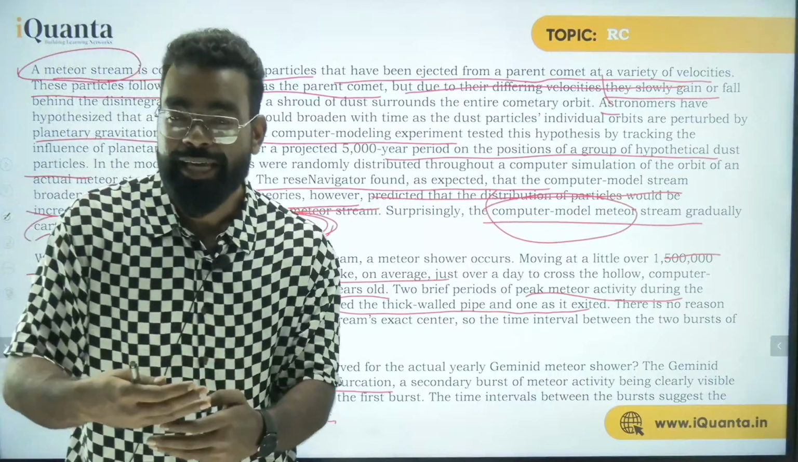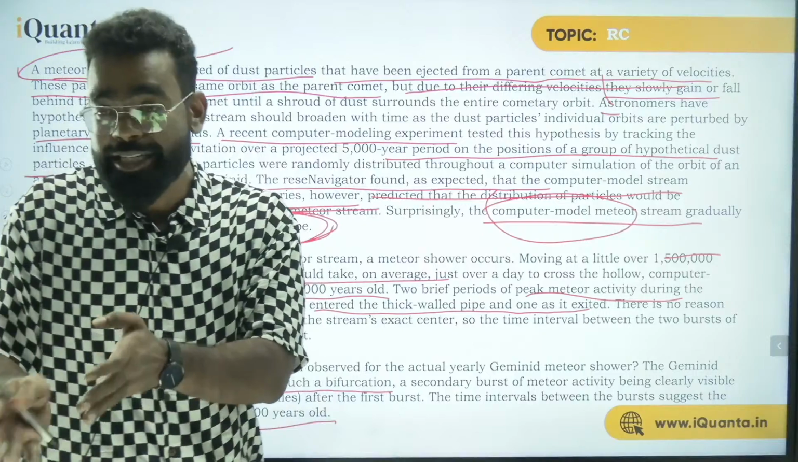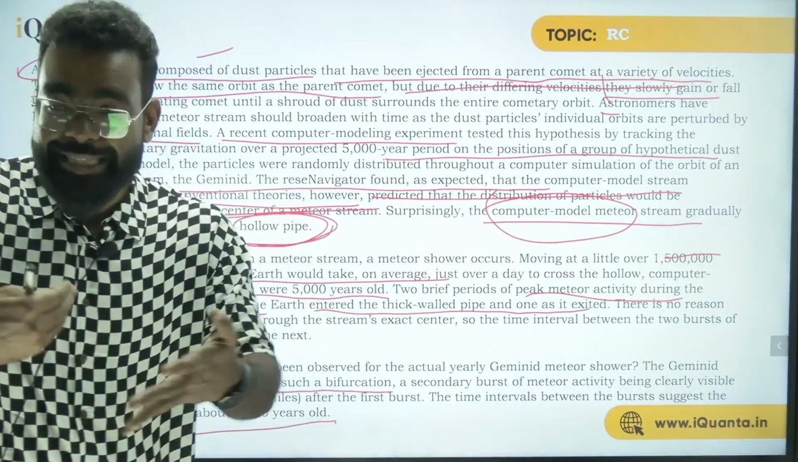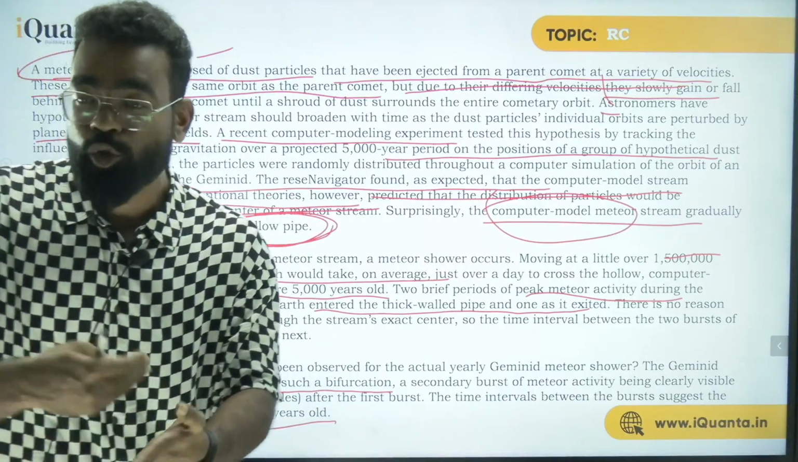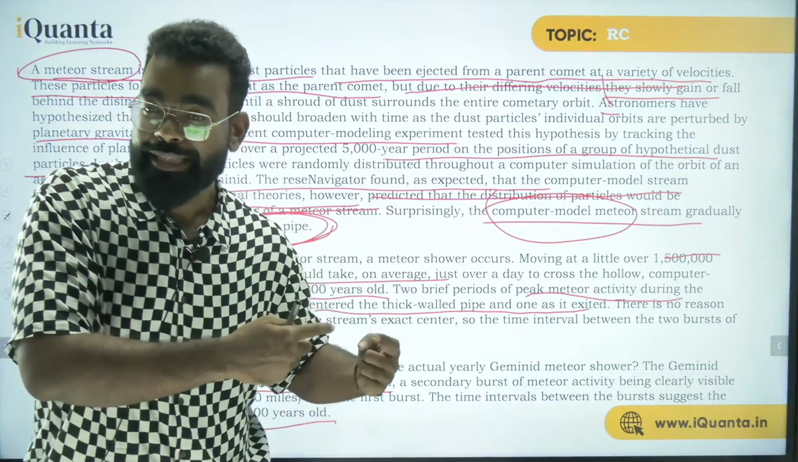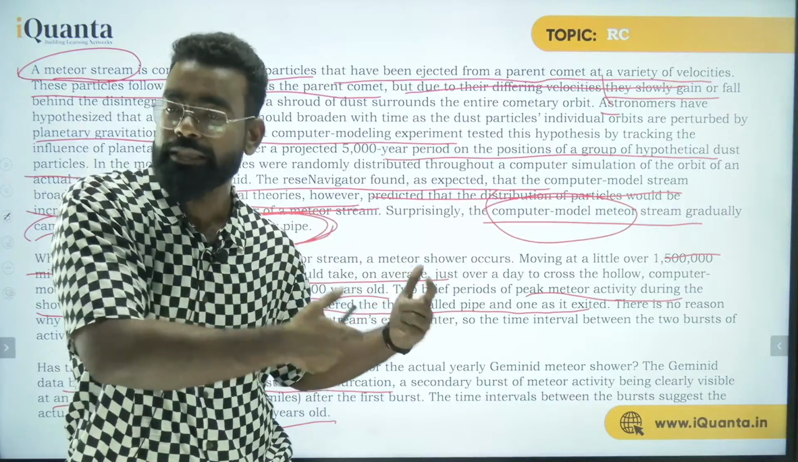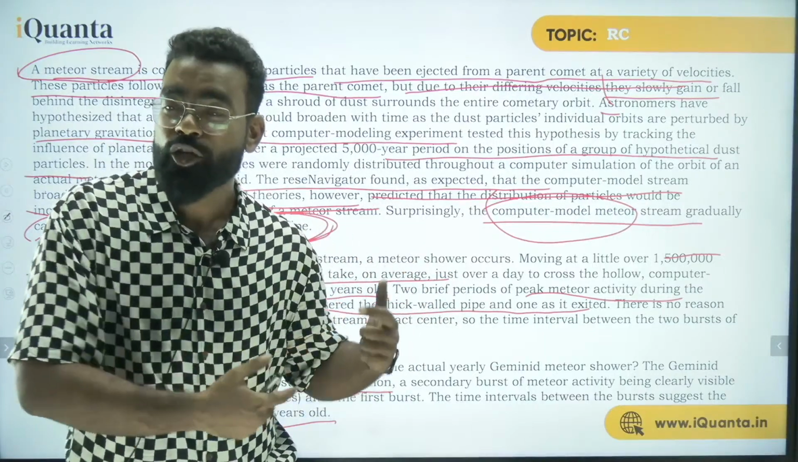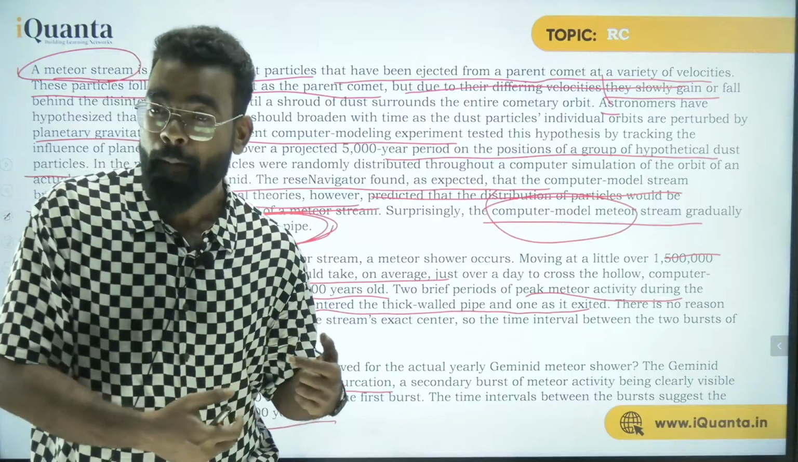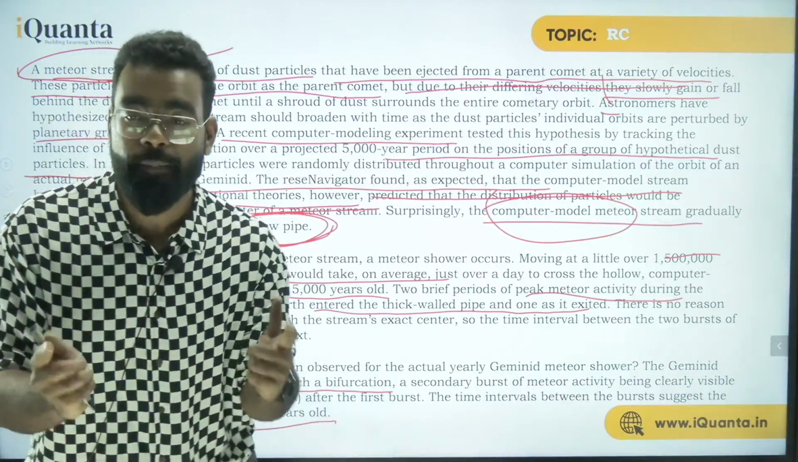So what does it mean? They are not finishing it here. They are saying that after 19 hours, it is not true that the age is 5,000 years. The age is basically 3,000 years. So they are changing the conclusion based on what? Based on the computer modeling.